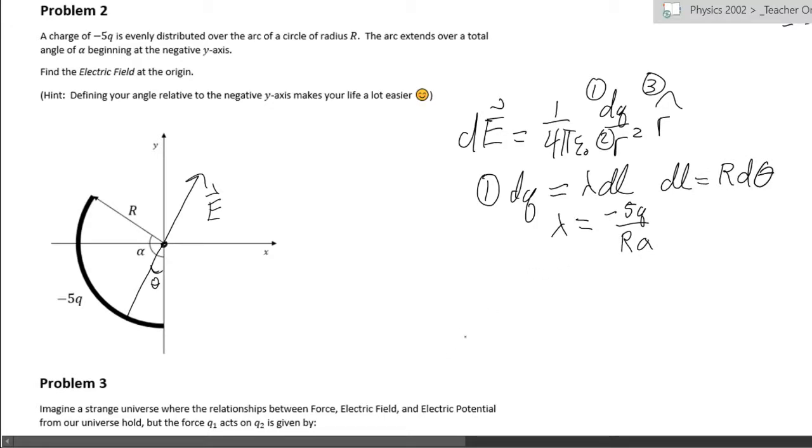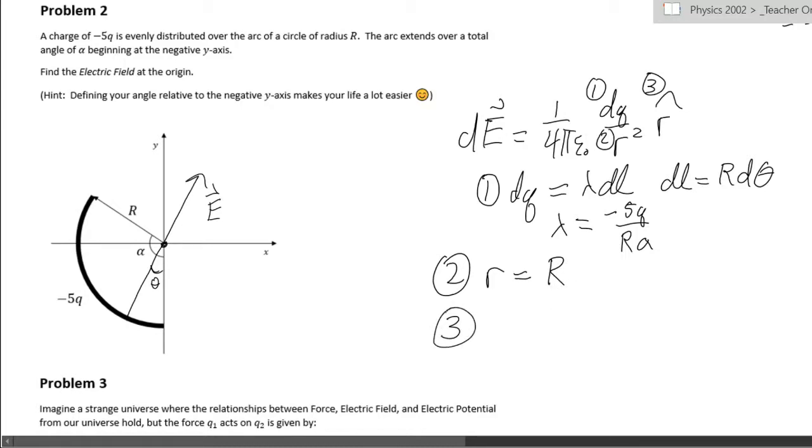Okay. Now, the next thing that we need to do is we need to find what r is. This one is very straightforward because this is going to be the arc of a circle. All of these points are equidistant from the origin, which is what actually defines a circle. So this is going to be the radius of capital R.